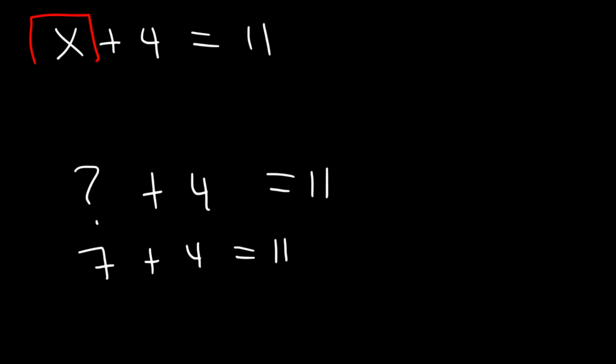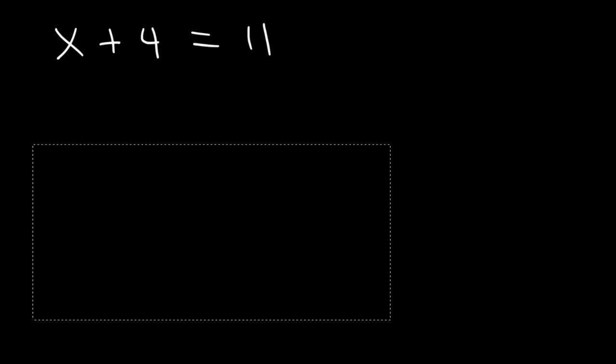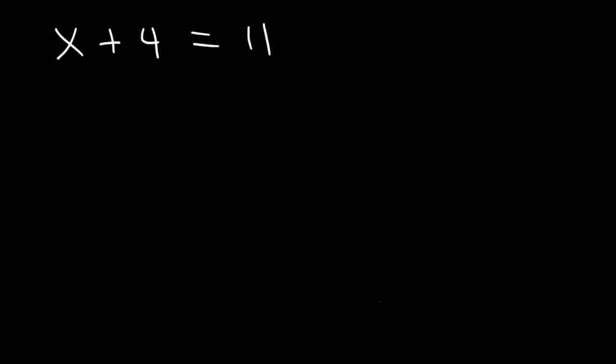But what can you do to show that x is equal to 7? You understand that 7 plus 4 is 11, but mathematically, how do you show that? In order to find the value of x, you need to isolate x. You need to get it by itself on one side of the equation. And all other numbers you must move to the other side of the equation. So we need to get rid of this 4 on the left side. The opposite of addition is subtraction.